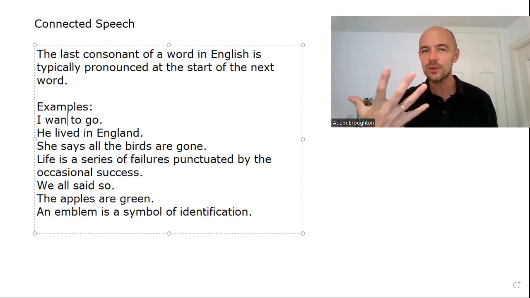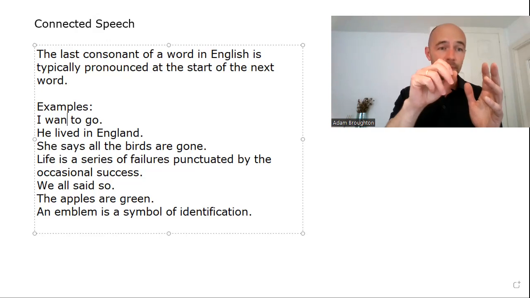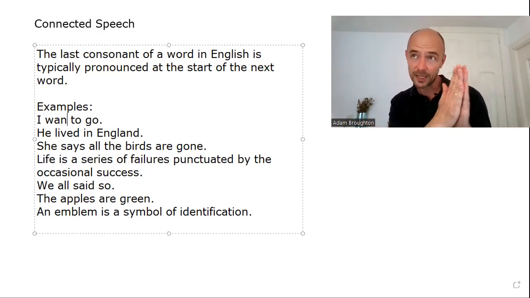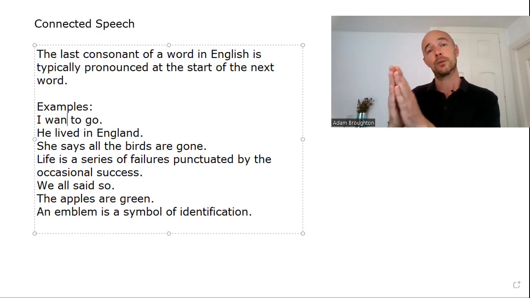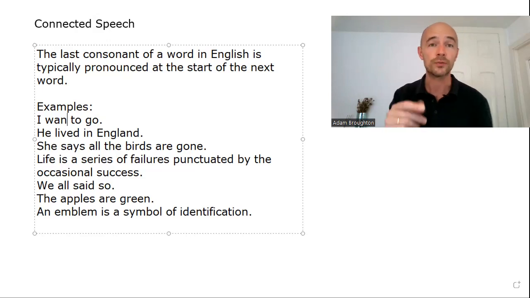I want to, it's too difficult to say. So what happens in English is that this particular example disappears, because the last T would be transferred to the beginning of the next word, but because in this case it's a T also, it basically just disappears. So, I want to go.